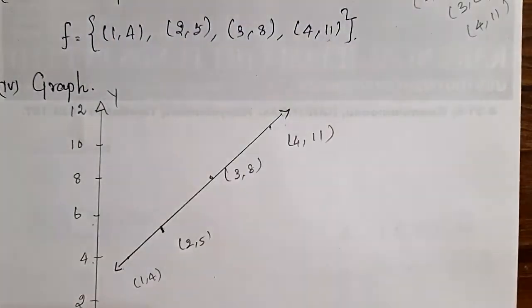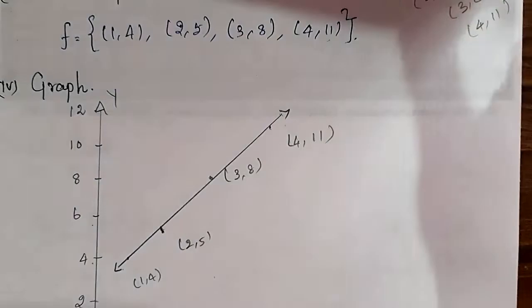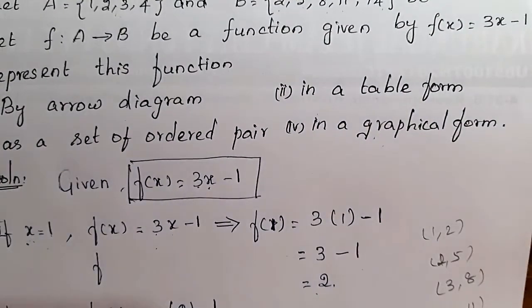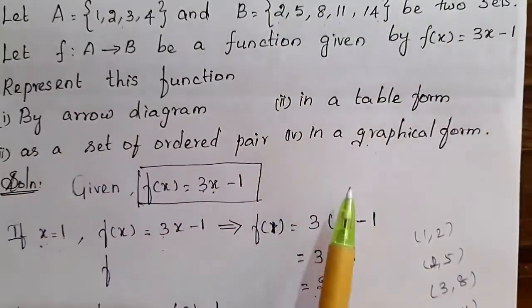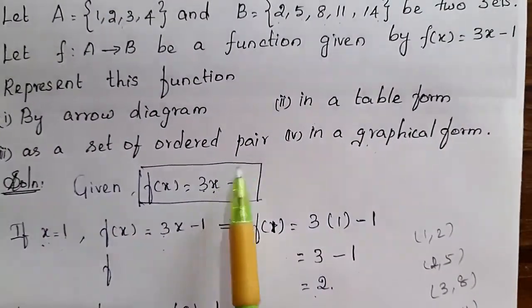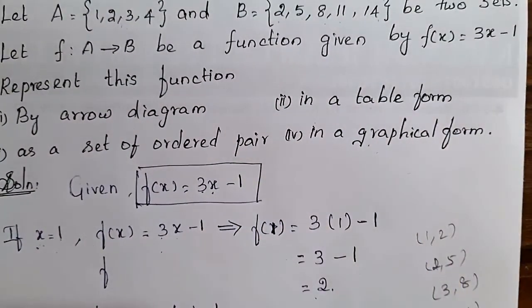So in this important 5 mark problem, we found the arrow diagram, table form, also ordered pair and graphical form. Okay.